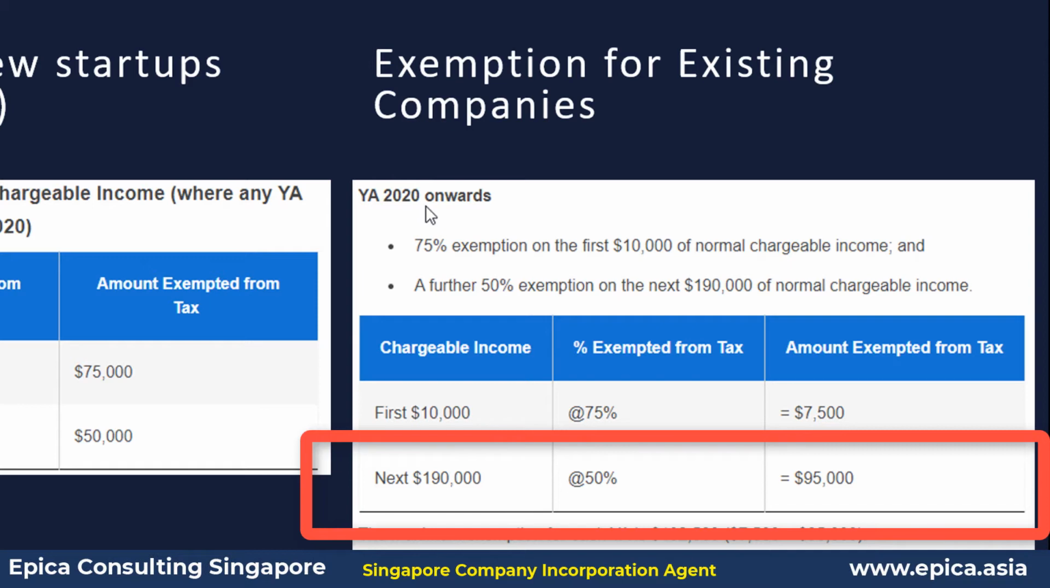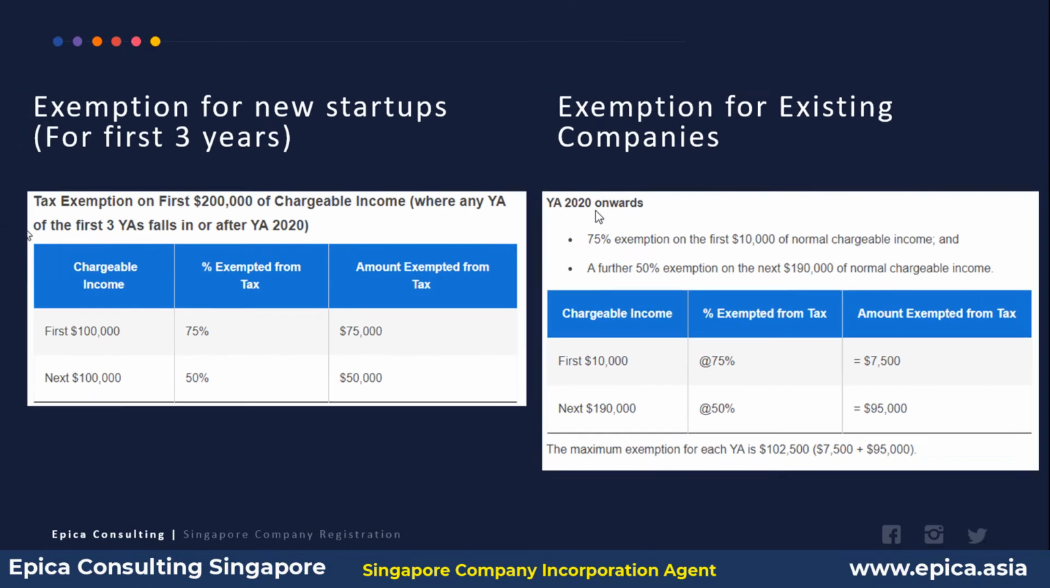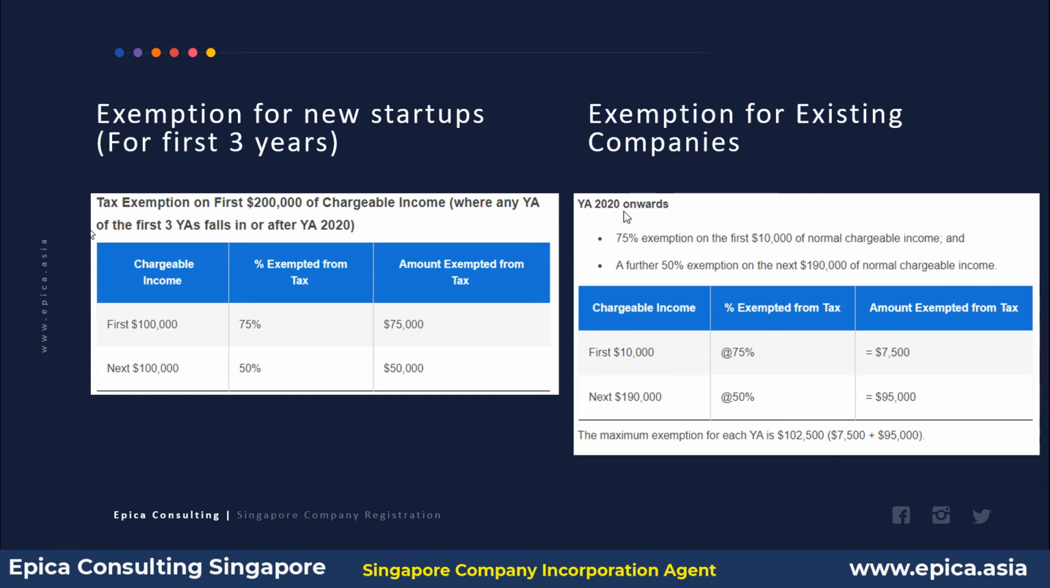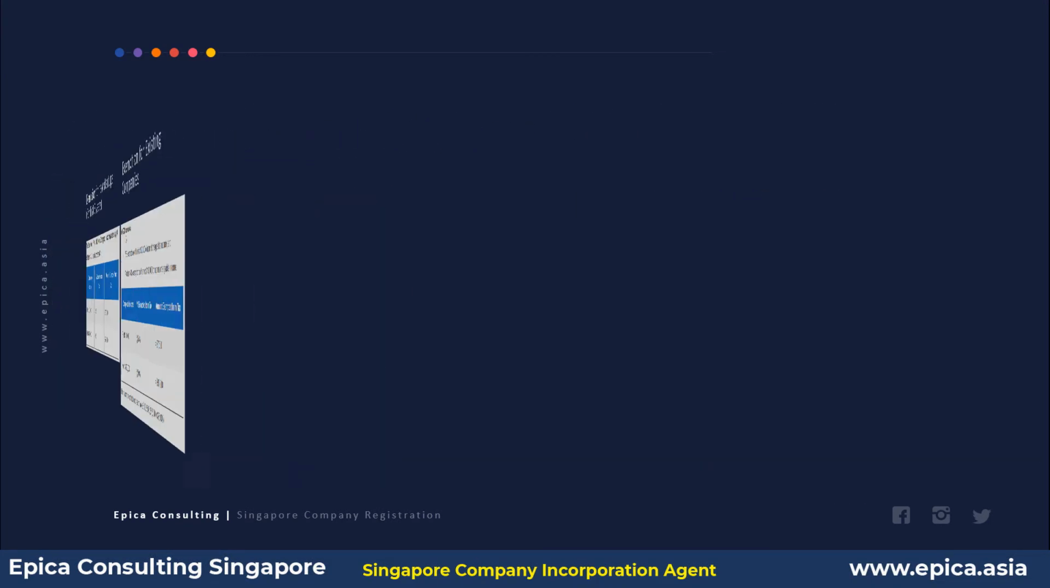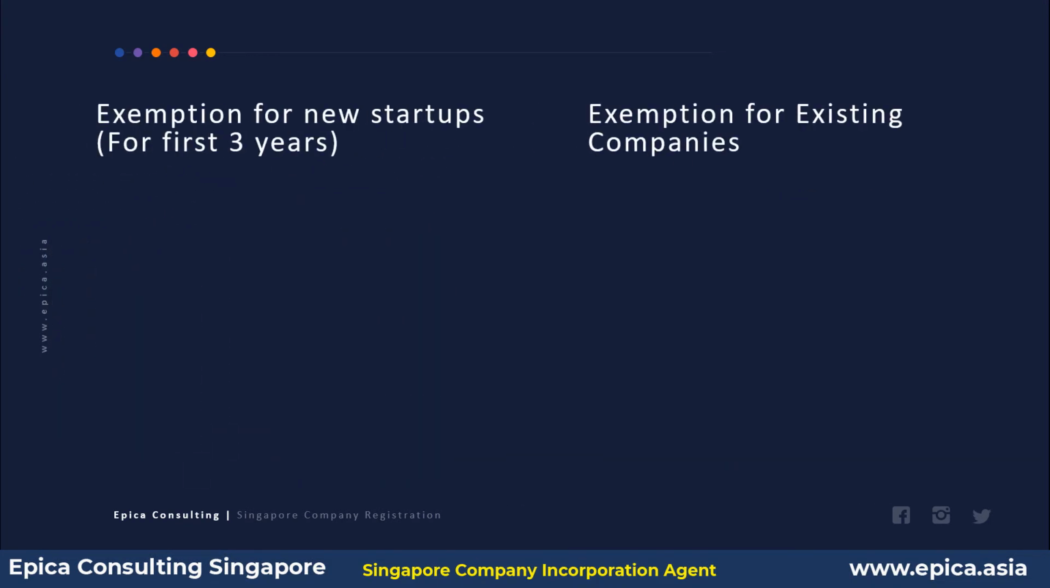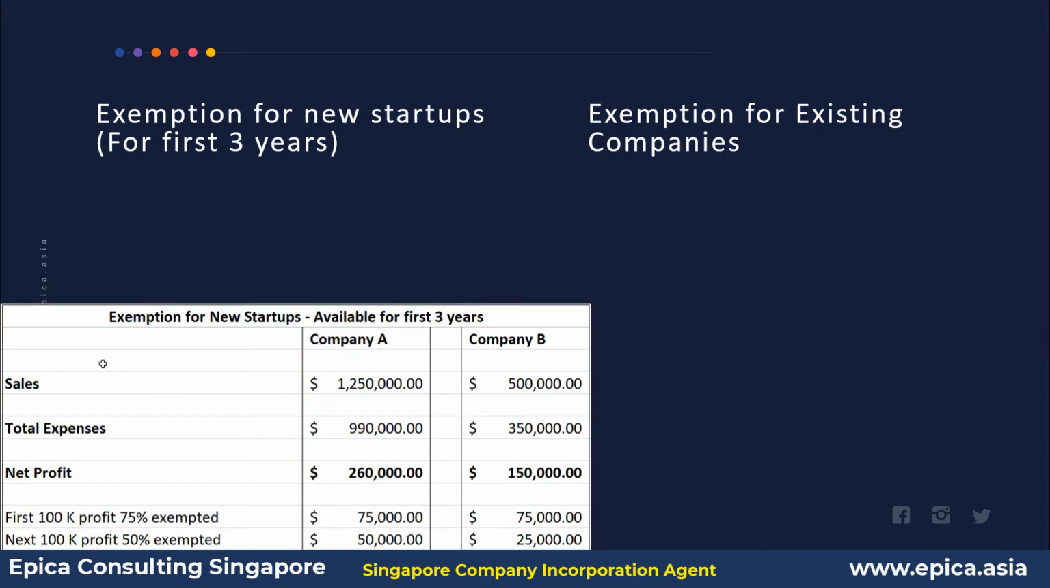So both these schemes are quite similar, except that for new companies there is a more exemption, because for first 100,000, 75% of income is exempted from tax, whereas that amount is 10,000 in the second tab. So having seen this, let's take some examples. So I'm going to show you here same Excel worksheet now extended.